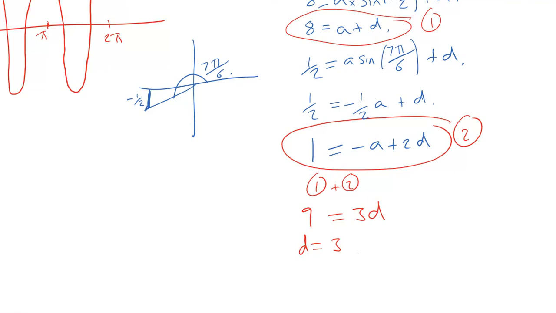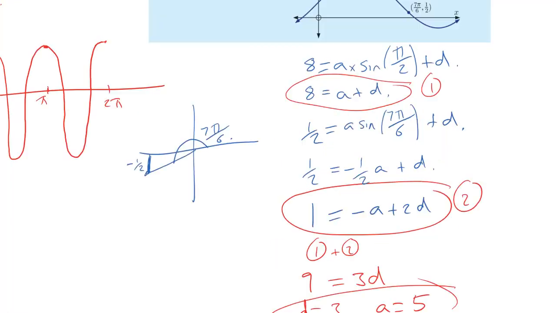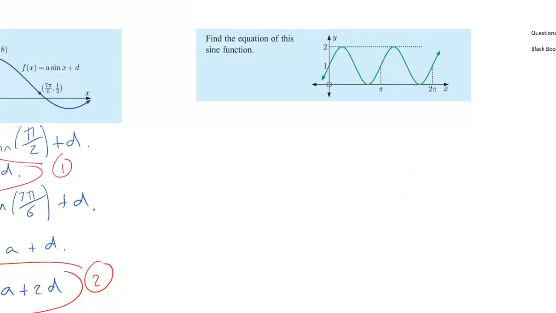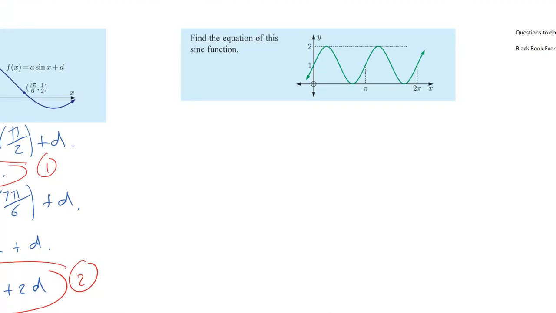And if I go back to one of the original equations, the top one perhaps, if d is 3, I can hopefully clearly see that a is going to be 5. There we go. We have the answer. D is 3 and A is 5. Okay, moving on to our final example, question number 4.